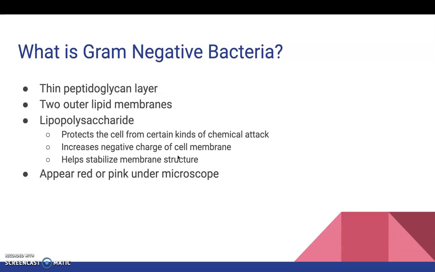What is gram-negative bacteria? Gram-negative bacteria have a thin peptidoglycan layer and two outer membranes. It also contains lipopolysaccharides, which protect the cell from certain kinds of chemical attacks, increase the negative charge of the cell membrane, and help stabilize the membrane structure. Gram-negative bacteria appear red or pink under the microscope.